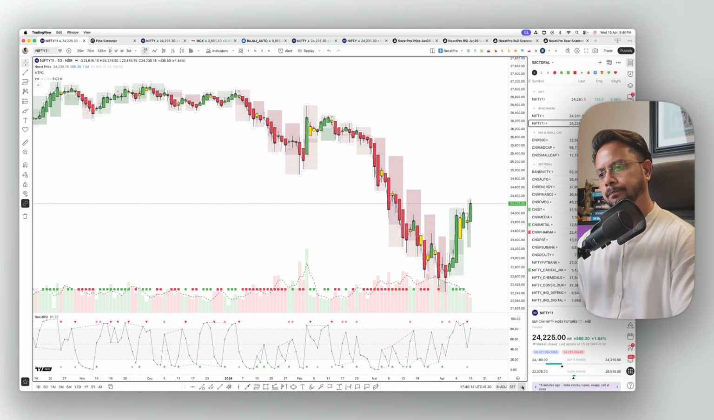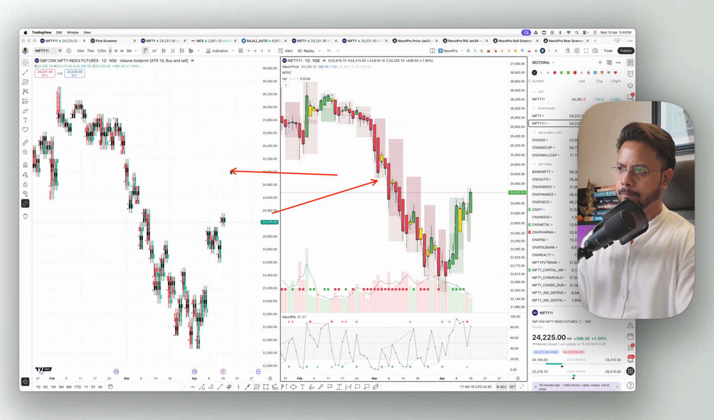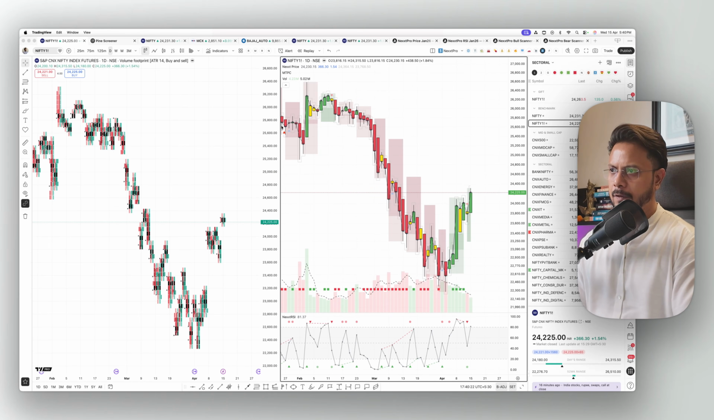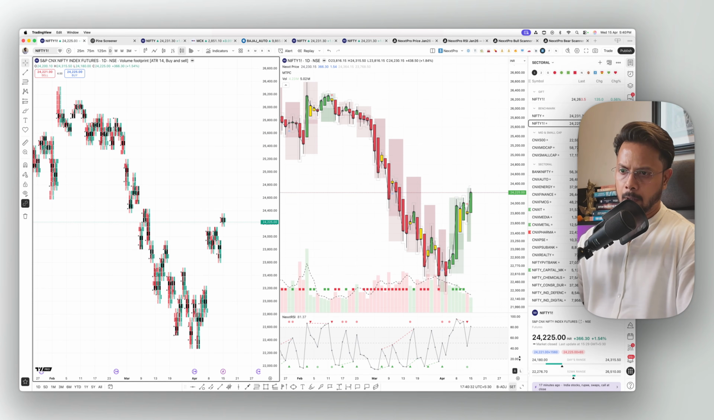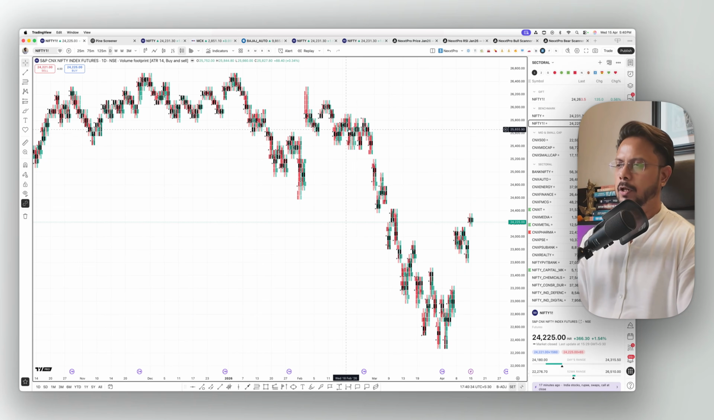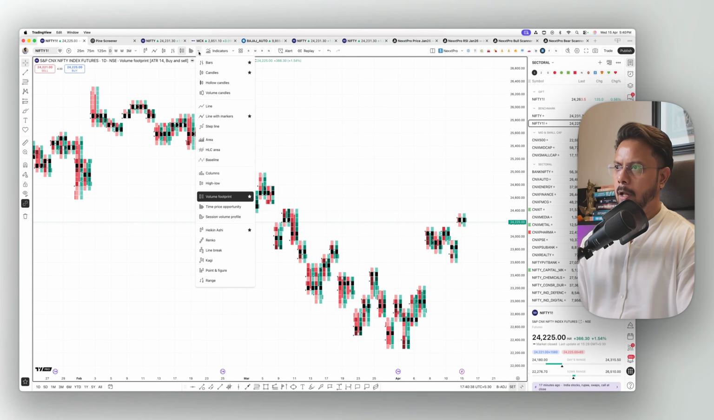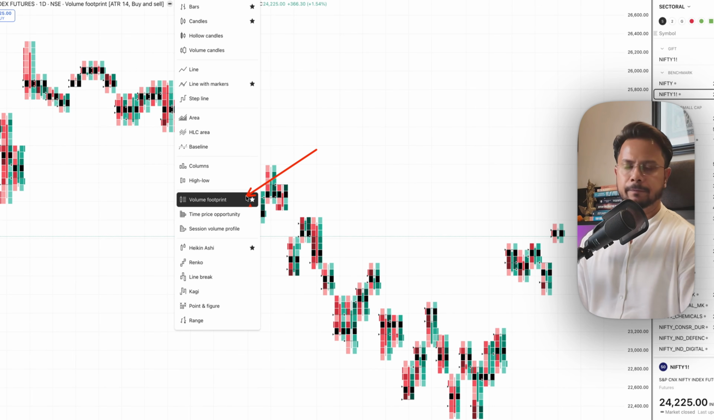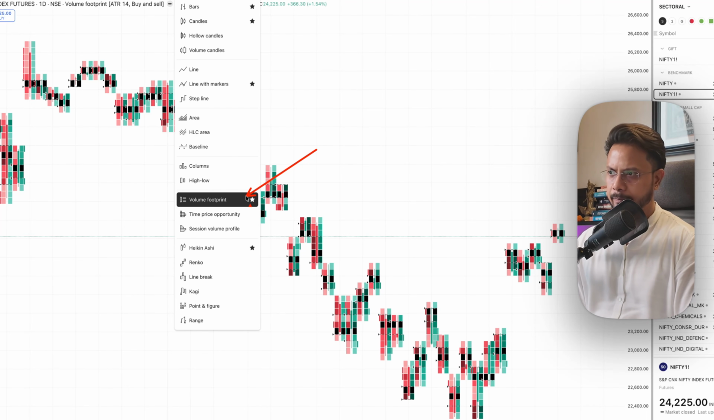And so I'm breaking down my chart into two parts. The same instrument, but on the left hand side, I'm going to look at purely volume at price. So I click on the left hand side chart and maximize it. And now what I have done is I have changed it to volume footprint. In this particular video, I'll focus on volume footprint.